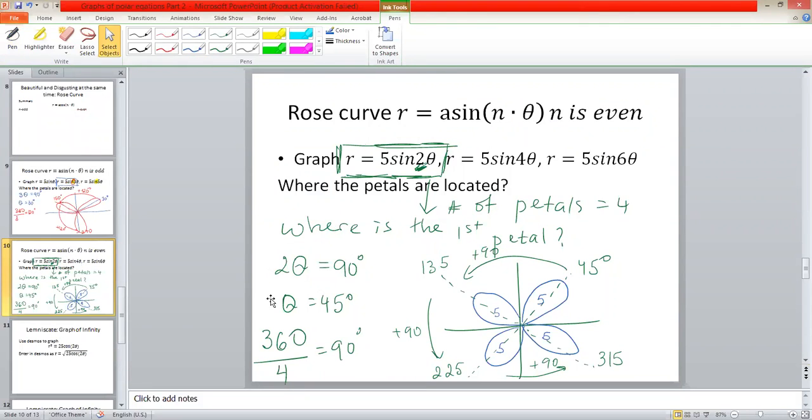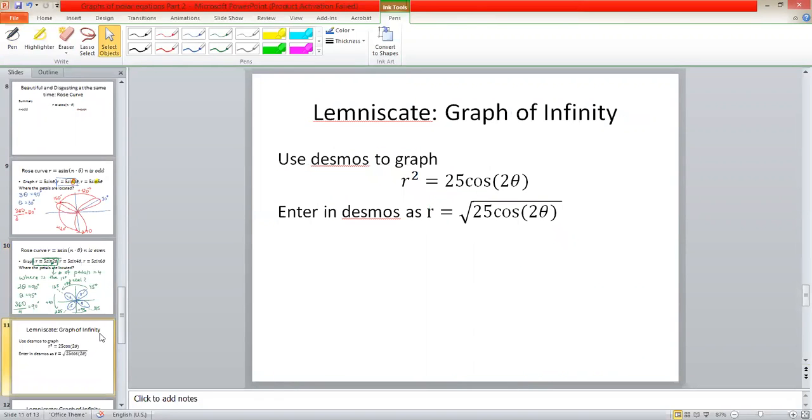Last one, Lemniscate. I call it graph of infinity. It's not a formal name. It's called Lemniscate, but I'll show you why it's called graph of infinity. I'm going to graph in Desmos r squared equal 25 cosine of 2 theta. And Desmos doesn't accept r squared, so I'm going to graph as r equals square root of 25 cosine 2 theta.